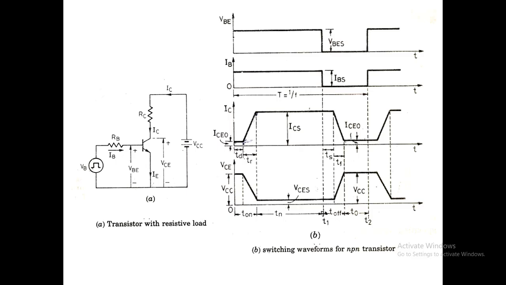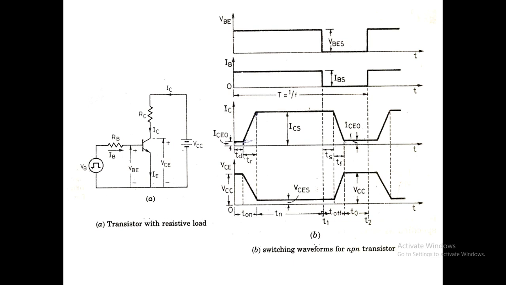So the first graph represents the base emitter voltage, that is the voltage applied across the base to emitter, and here the driving or controlling signal is the base current. Since the transistor is a current controlled device, when we apply the VBE, that is base emitter voltage, the base current flows through the transistor. At the instant of giving the VBE, the base current starts to flow, and the magnitude of the current will be equal to IBS.